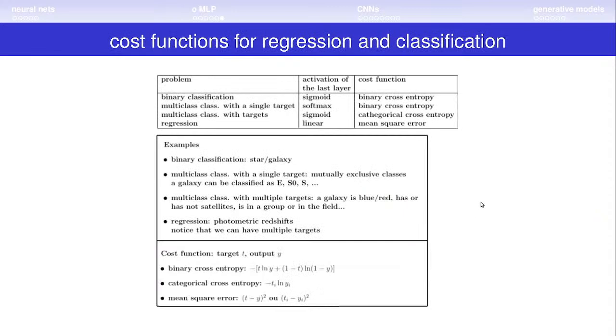In all problems of this kind, we need to define the loss function or cost function that we will use, and there are many different problems. For example, we can have a binary classification, or multi-class classification with a single target, or multi-class classification with multiple targets, or we can have regression. For each of these types of problem, we have different cost functions. So for a given type of problem, we need to choose the appropriate cost function.